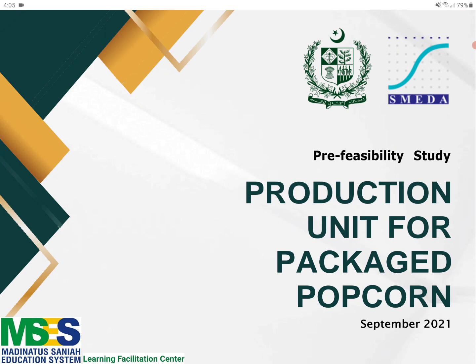So this is another feasibility, on packaged popcorn. Who made this feasibility? SMEDA. SMEDA was already introduced in the last class, so we'll move on. Okay, packaged popcorn's feasibility. Let's start reading the feasibility.